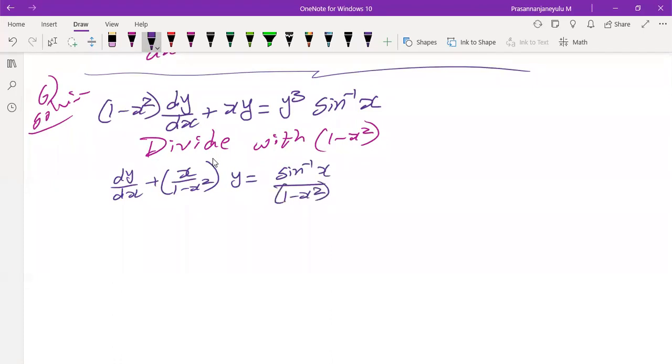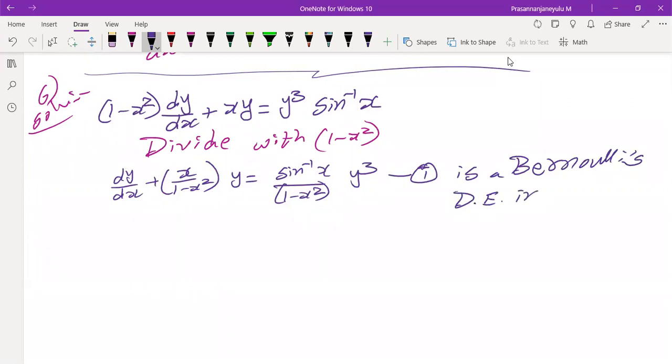into y cube. Now observe that dy by dx plus p of x into y is equal to q of x into y power n. How does it look? It is a Bernoulli's differential equation. Taking this as equation number 1, it is a Bernoulli's differential equation in the y variable.